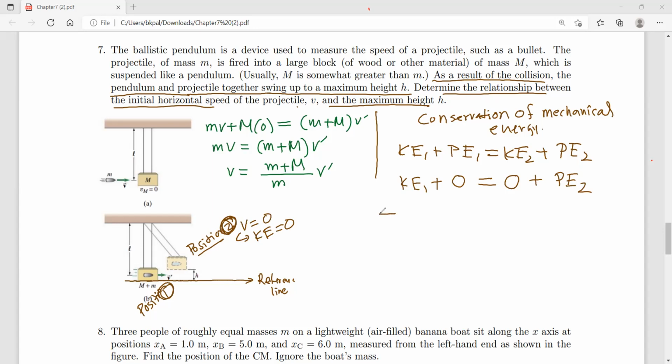Now, what is the kinetic energy? Kinetic energy will be this. We have to use both masses, the mass of the bullet and the mass of the block, because now the bullet is inside the block, so the total mass is the mass of the bullet plus the mass of the block, and the velocity here is this. So this is the kinetic energy. And what is the potential energy? Potential energy is again the total mass times the gravitational acceleration times the height. So now you see that the masses cancel out. The equation becomes very simple.